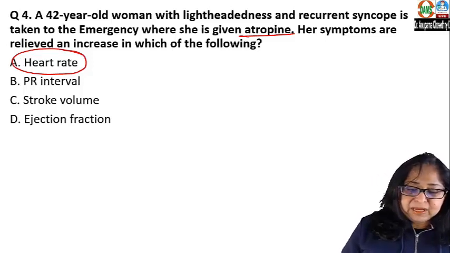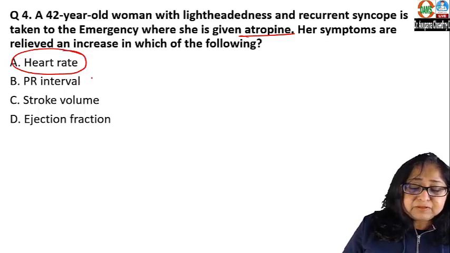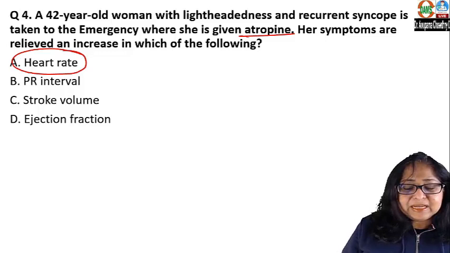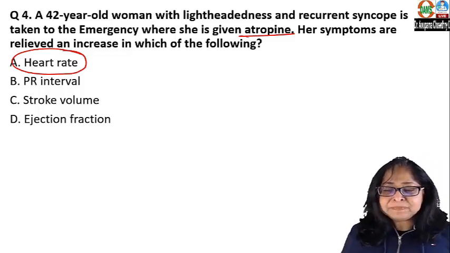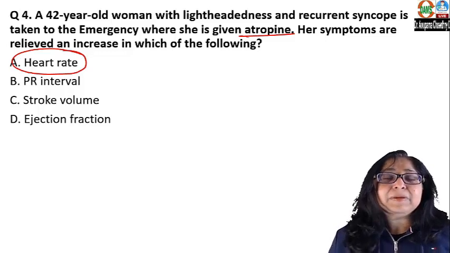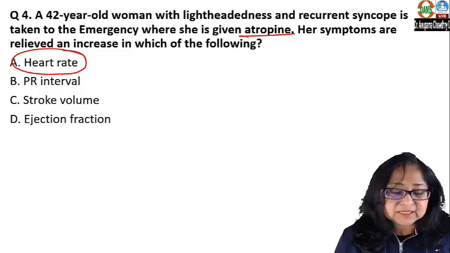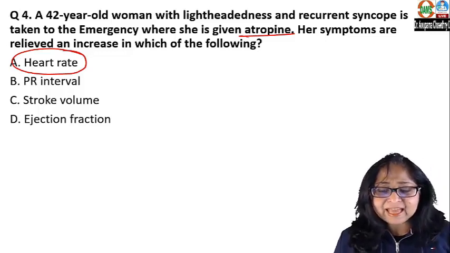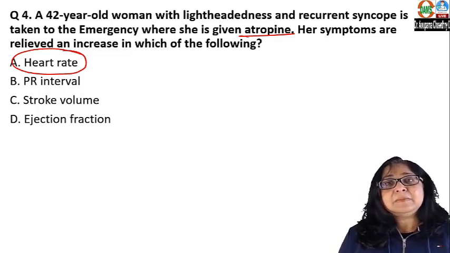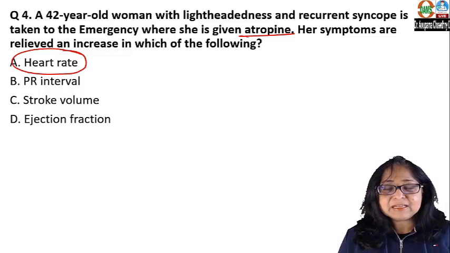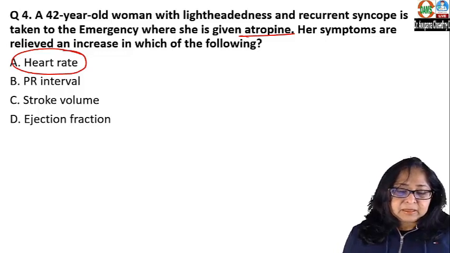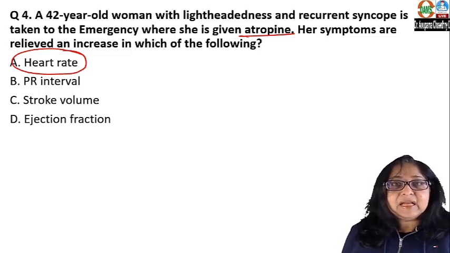Now, what about PR interval? If there is an increase in heart rate, PR interval will decrease. Stroke volume and ejection fraction are not affected. Remember, there is no vagus to the ventricles, so stroke volume and ejection fraction are not affected by parasympathetic. So the basic action here is that atropine blocks the action of parasympathetic on the SA node, and this in turn causes an increase in heart rate.